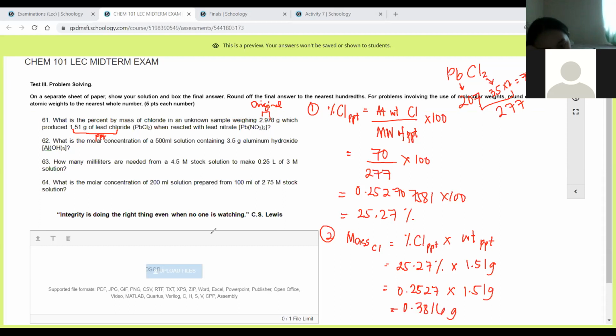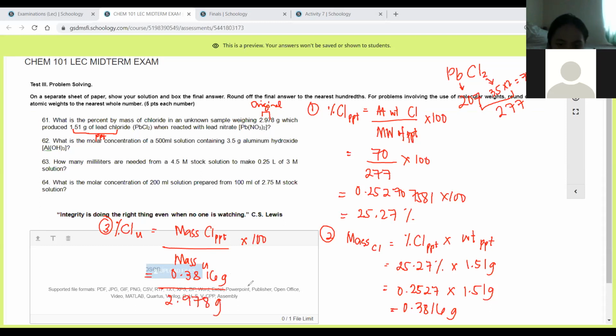0.3816 grams. And then step 3, here, since I have no more space, will now be for the computation of the percent of chlorine in our unknown. To compute this, we need the mass of the chlorine in our precipitate divided by the weight of our unknown times 100. So the computed amount is 0.3816 grams divided by the weight of the unknown given, which is 2.978 grams, times 100.